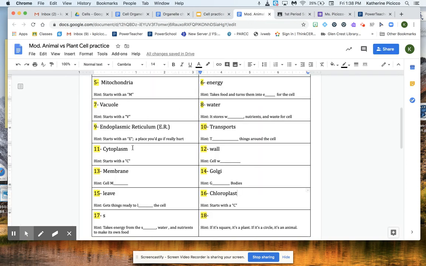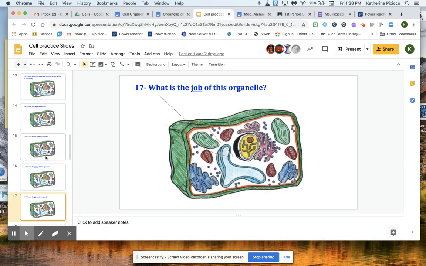So let's go back. And it says takes energy from the blank, and that word would be the sun. Okay, that's why a lot of times plants are green, because there's this little thing inside of it called chlorophyll that turns the plant green. Because they're getting their energy from the sun and using that green chemical. Okay, next one, number 18.